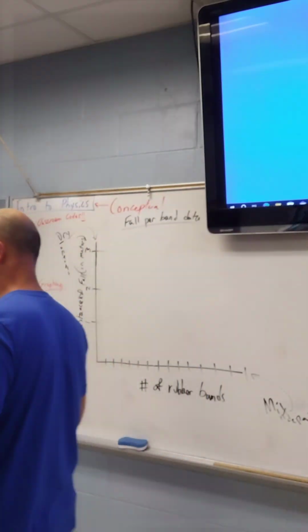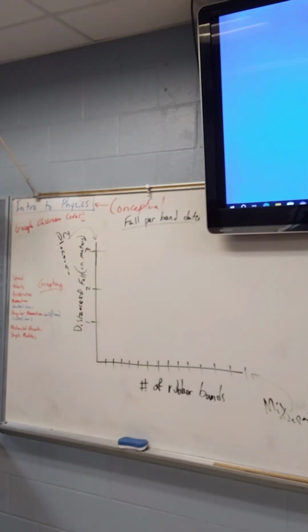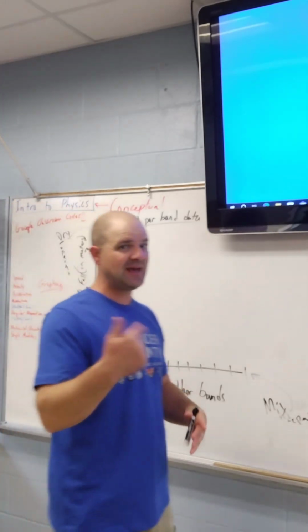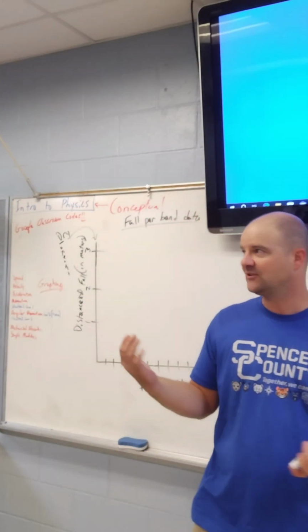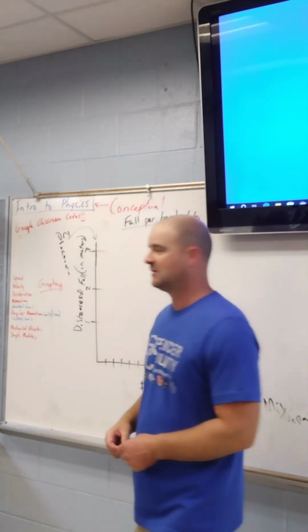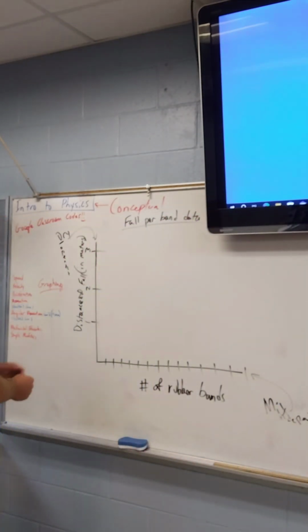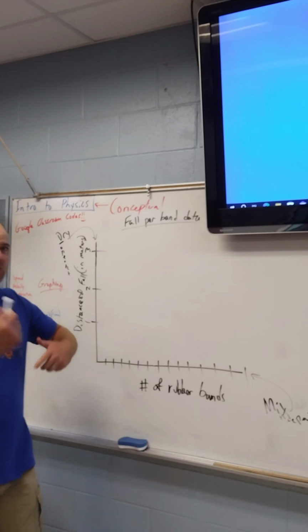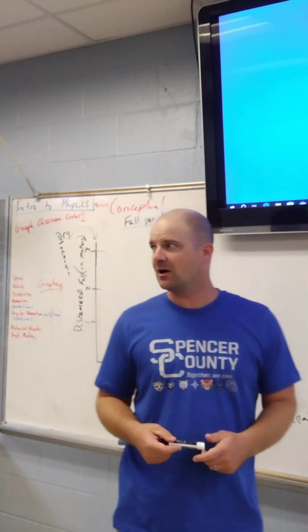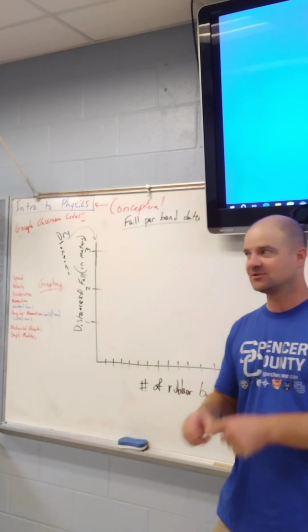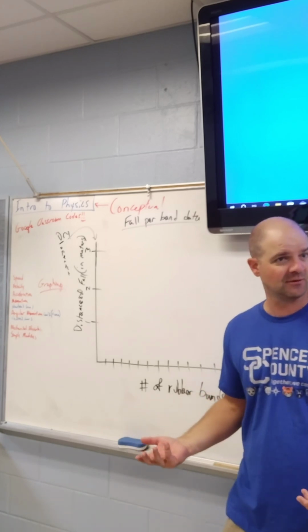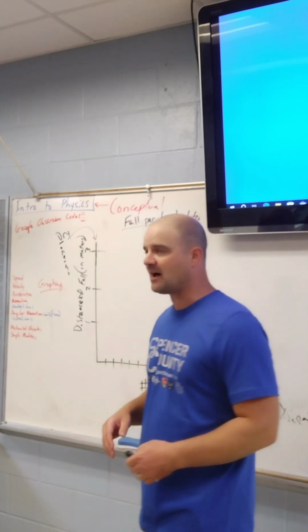A dependent variable is some part of an experiment that depends on another variable, in this case, the number of rubber bands. So the distance that our Barbie doll or action figure falls is going to depend on how many rubber bands are tied to its ankles, yes? So that's how you figure that out, okay?